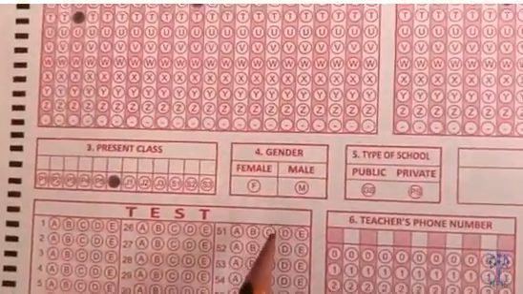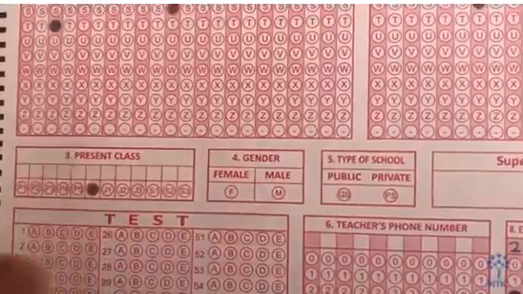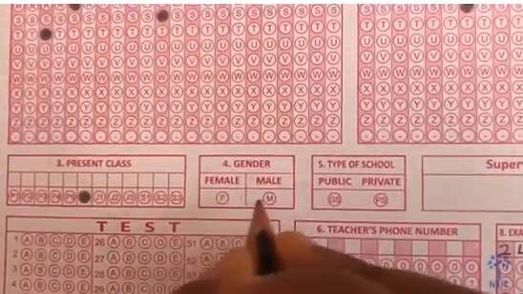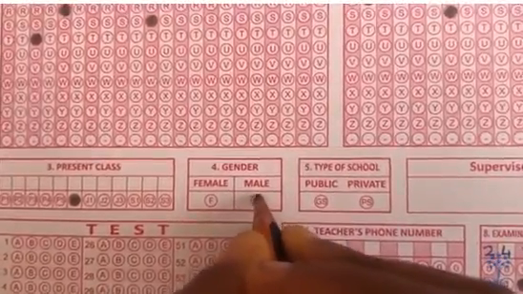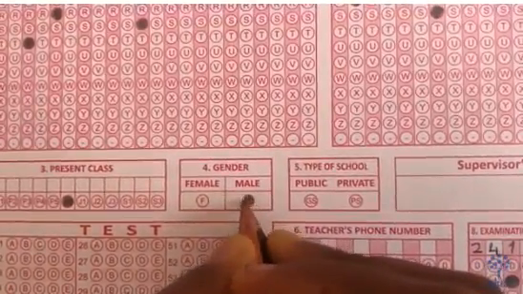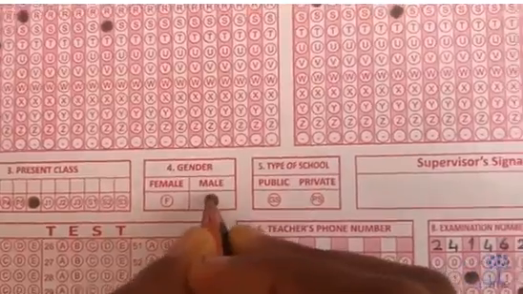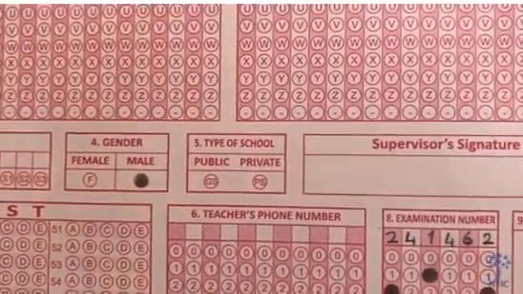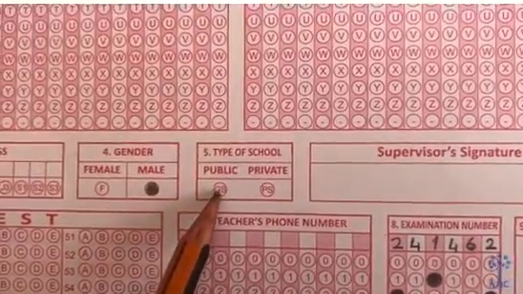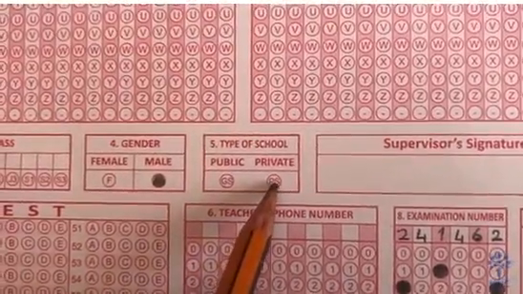And then your gender, are you a male, are you a female? Let's assume it's still Peter, so Peter should be a male. And so you fill out your gender here correctly, please. And then your type of school. Is your school a public school? Is it a private school? If it's a government school, please fill GS. If it's a private school, you fill PS.